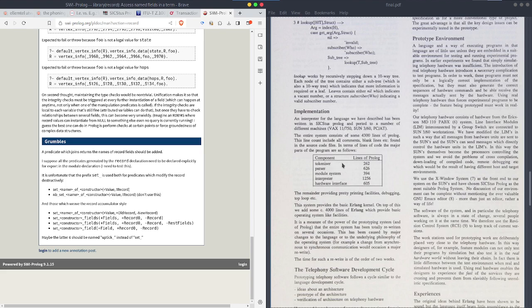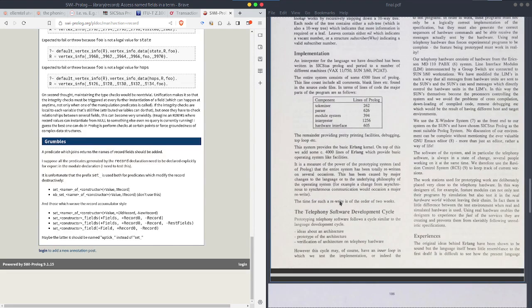So, for the tokenizer, you have 262 lines, for the parser 626, for the module system 394, for the interpreter 1256, and for the hardware interface 605 lines of code. The remainder provides pretty printing facilities, debugging, top loop, and so on. This system provides the basic Erlang kernel.